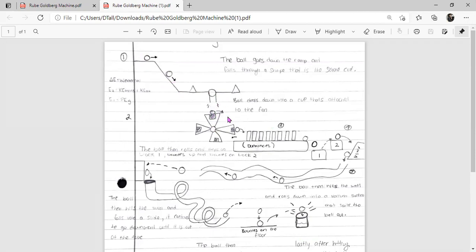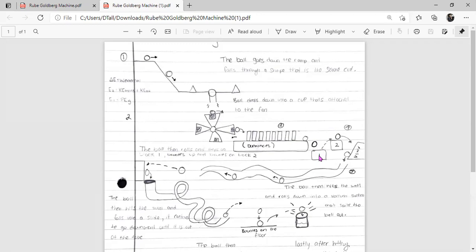The fan will rotate, and this ball will hit the dominoes. Since this is a bouncy ball, the bouncy ball will bounce off of the domino. Dominoes will then fall, and the ball on this side that is also filled with the same substance is going to fall and hit base one.